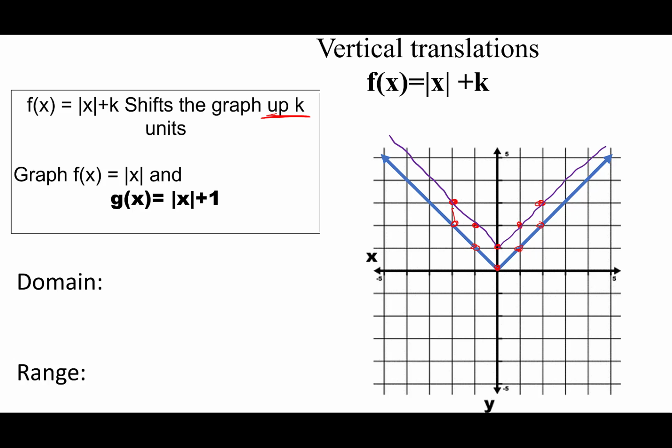Okay, so in this, my domain is all real numbers still because I'm continuing going to the left and right without ever stopping. Nothing's going to cause there not to be an x that I can pick. And my range, well, I keep going up, but I stop right here, where my y value is 1. So y is greater than or equal to 1.